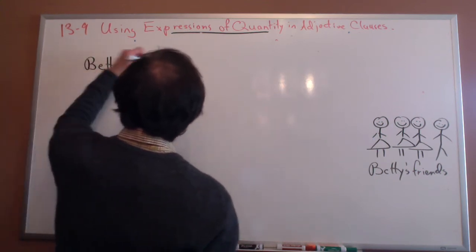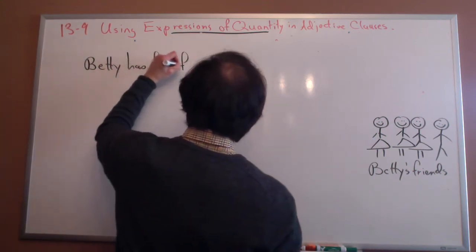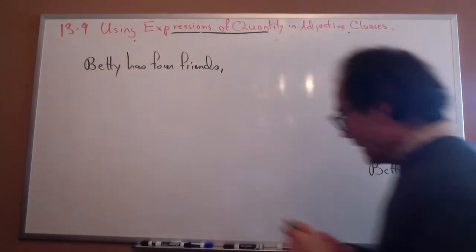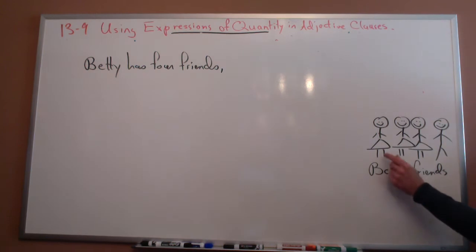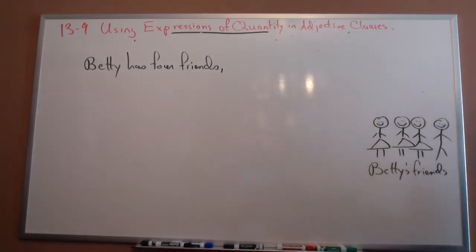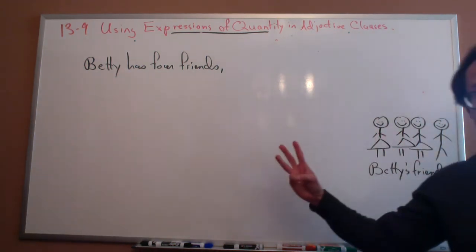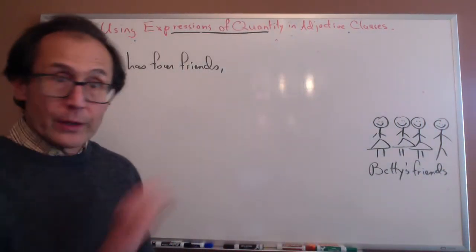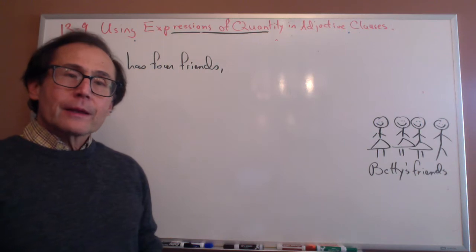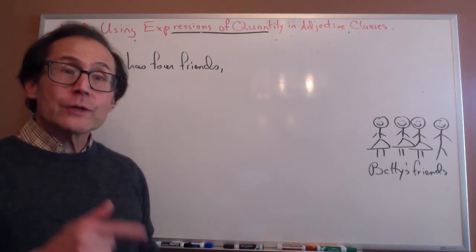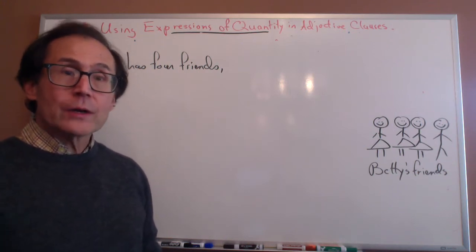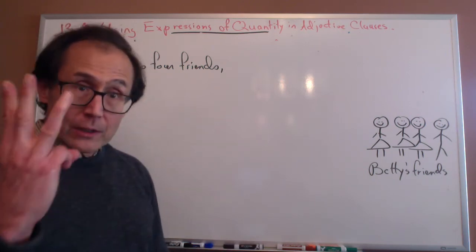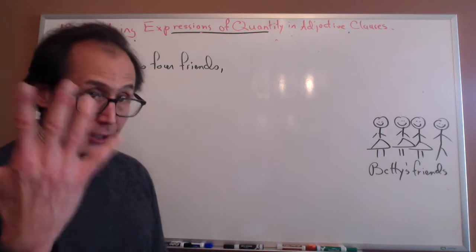So let's take a look over here. Betty has 4 friends. And so you can see she has 4 friends. 1, 2, 3, 4. Now, 3 of the friends are girls. 1 of the friends is a boy. So let's think, how would I say that? I want to say she has some friends, but they're not all girls. I want to say that 3 of them are girls.